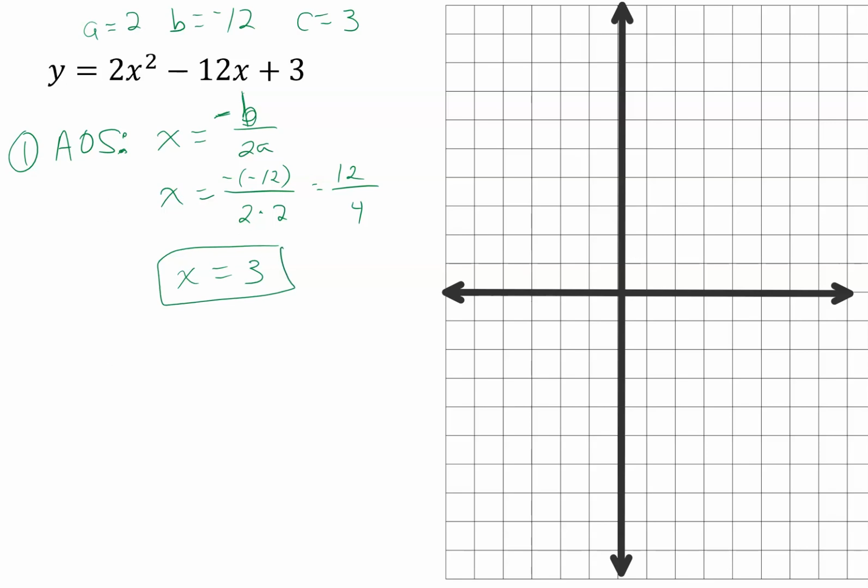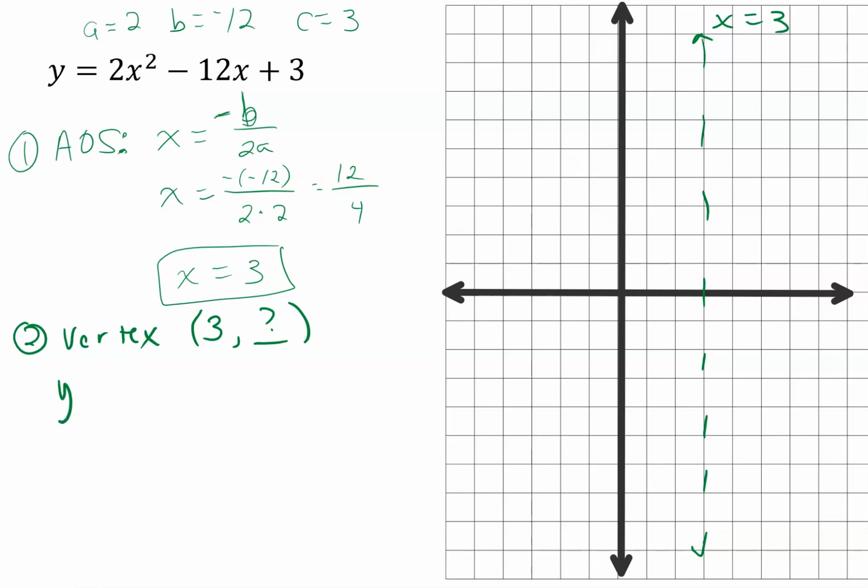And so what that means is we know that the vertical line on our graph right here is where x equals 3. And the other thing we know is that our vertex is going to be on that line somewhere. So step 2 of graphing these is to find the vertex. And we know the vertex is going to have an x value of 3, and then we're looking for the y value of that vertex.